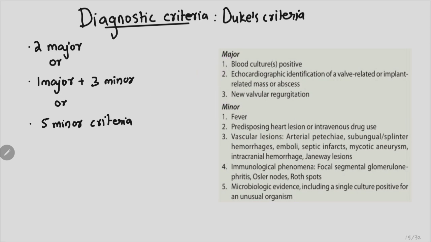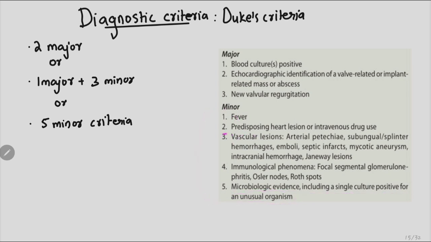If only 1 major criterion is there, then 3 of the minor should be positive. And minor criteria include fever, predisposing heart lesion, or IV drug abuse. These are the risk factors. And vascular lesions like arterial petechiae, subungual or splinter hemorrhages, then emboli, septic infarcts, mycotic aneurysm, intracranial hemorrhage, Janeway lesions, then immunological phenomena like glomerulonephritis, Osler's nodes, Roth spots. Then microbiological evidence including a single culture positive for an unusual organism. Okay, these are the minor criteria.